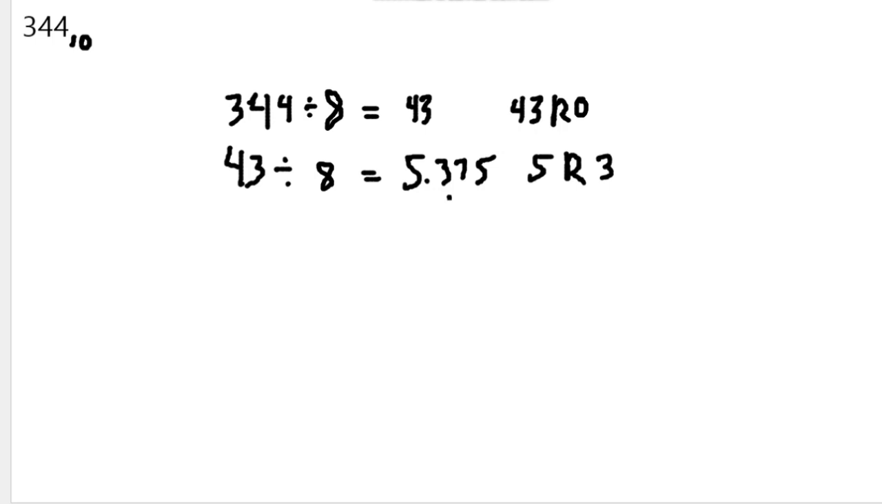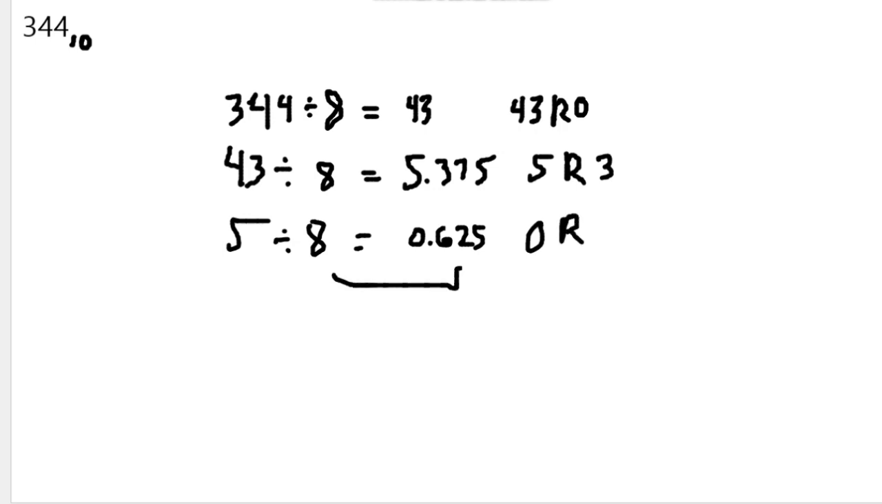Now what we can do is take 5 again and divide it by 8. Once we divide it by 8, we get 0.625. Now it's a full decimal, so we can just make the whole part 0, and 0.625 times 8 is going to be 5. So that's the answer. We read it from lowest to highest, so it's 530. That's going to be our octal number.